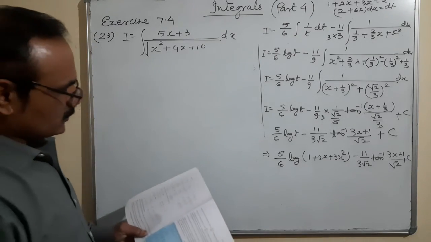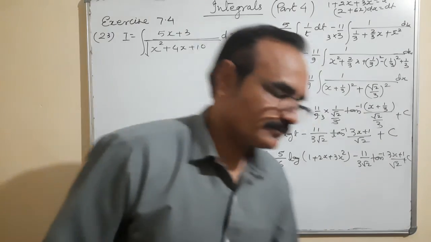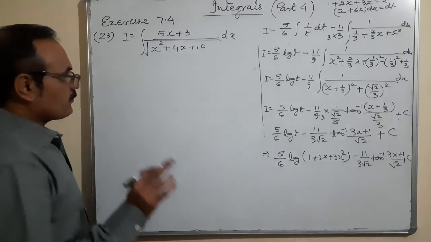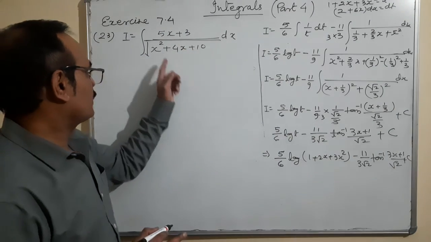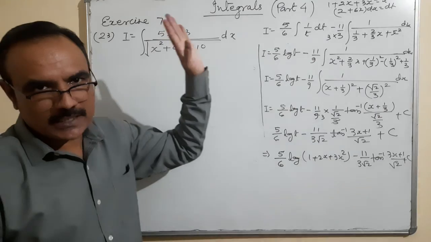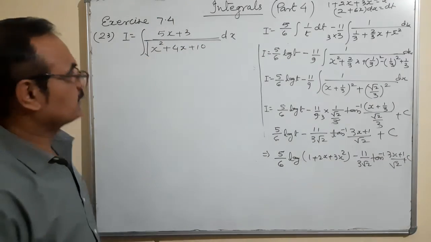5x plus 3 upon the square root of x square plus 4x plus 10. Okay. First of all, we have to check it. The derivative of the denominator is 2x plus 4, and 2x plus 4 is not here. So we want to create the term like that.